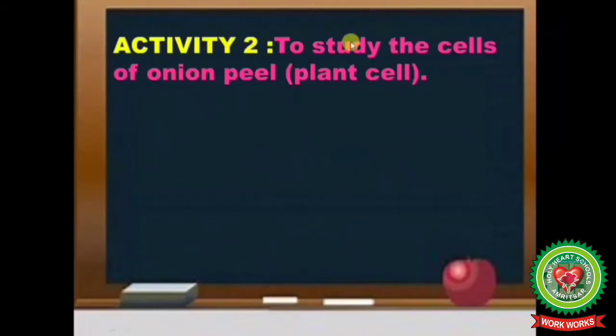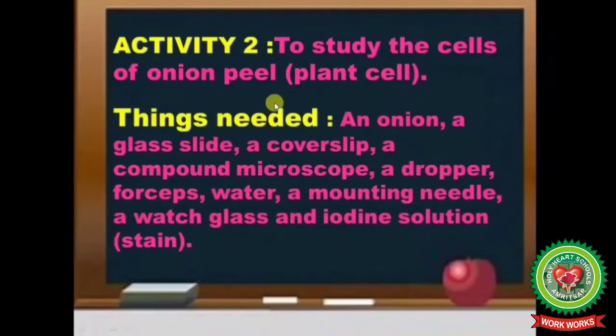Activity 2, to study the cells of onion peel in plant cell. Things needed: an onion, a glass slide, a cover slip, a compound microscope, a dropper, forceps, water, a mounting needle, a watch glass and iodine solution.